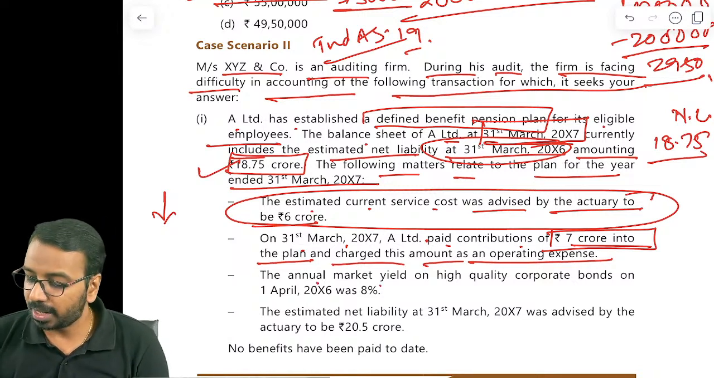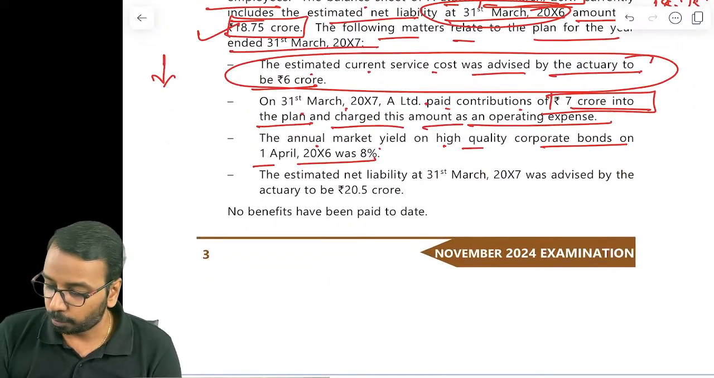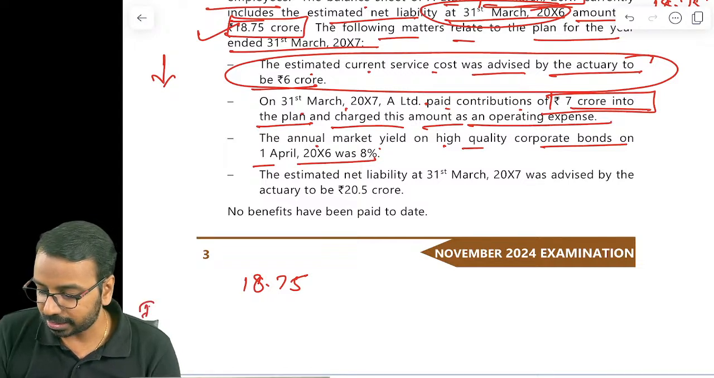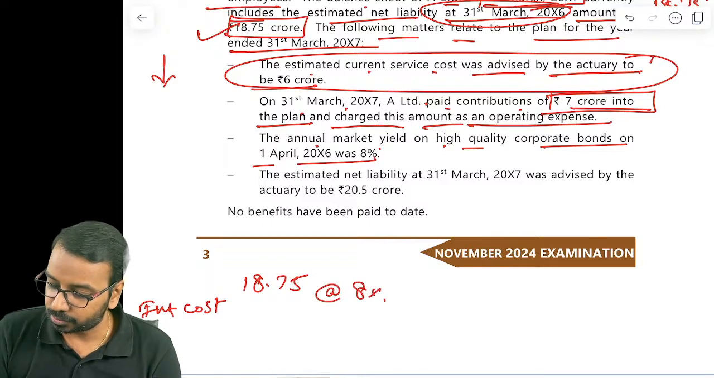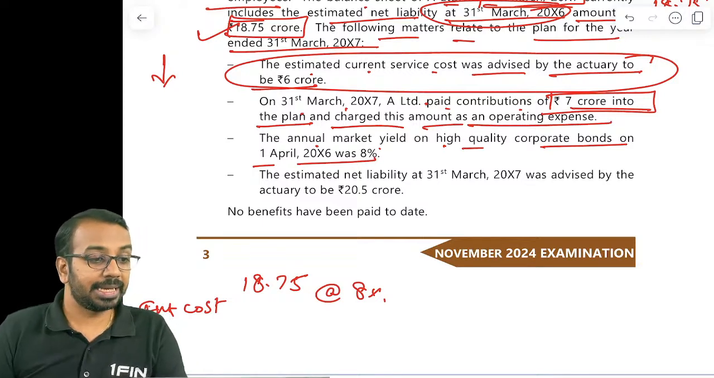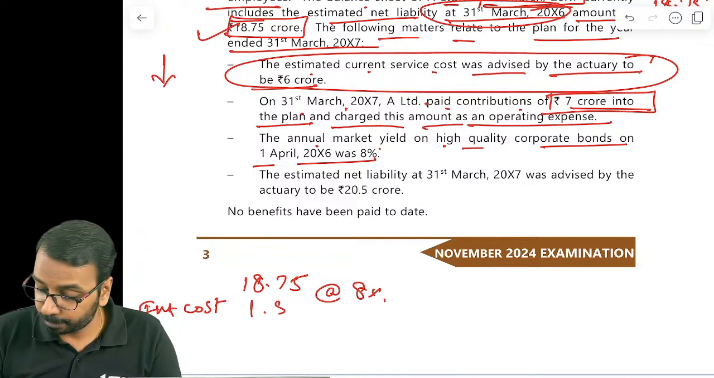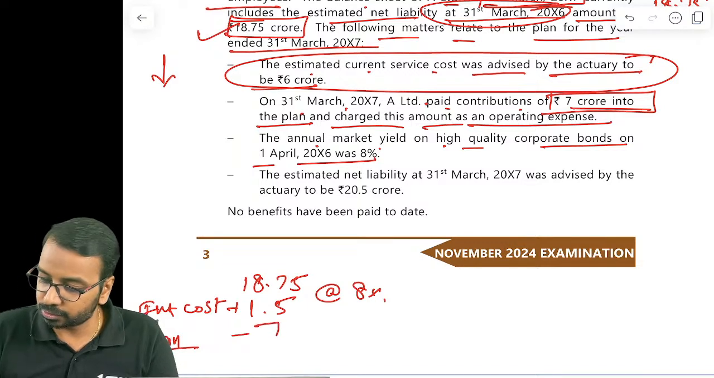The annual market yield on high quality corporate bonds on 1st of April was 8%. Okay, so opening balance is 18.75. On this, your interest cost at 8% should be calculated. So 18.75 into 8%, I get 1.5. This will increase. Then the contribution to plan assets will reduce. So 7 crores I should reduce.